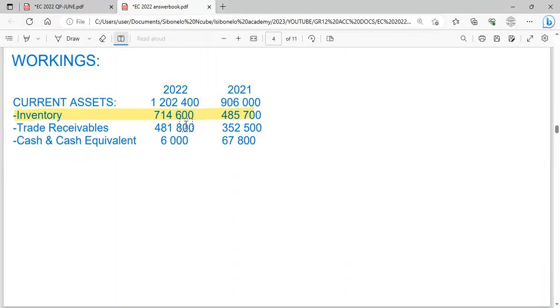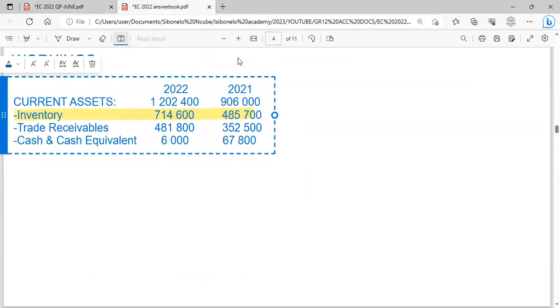If the inventory increases, it means the company acquired more inventory. So it's an outflow because the company purchased more inventory. So this one is going to be an outflow of cash.